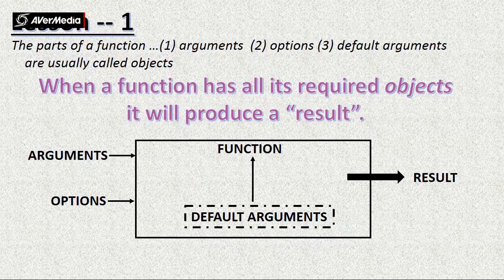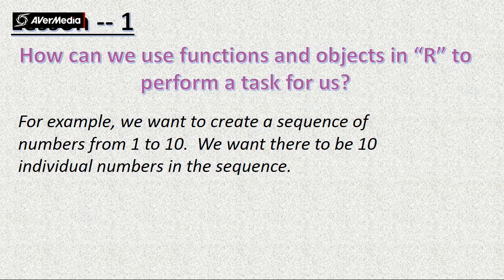The parts, the arguments, the options, and the default arguments, we can also call them objects. So in this diagram, there's one function, and everything else is an object. When a function has all its required objects, it will produce a result. So the box is the function, and the arguments, options, default arguments, and also the result are usually referred to as objects. One function, four objects.